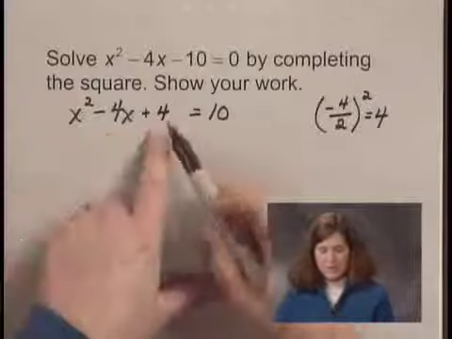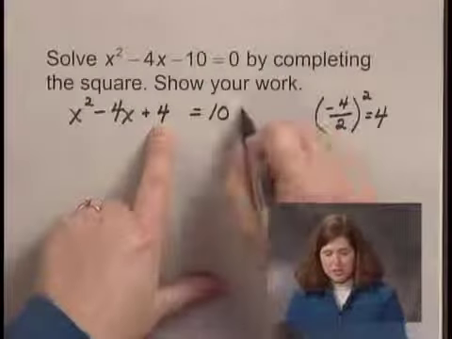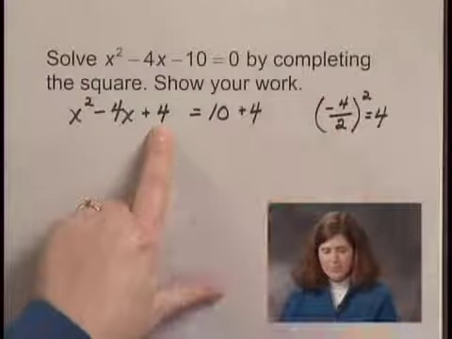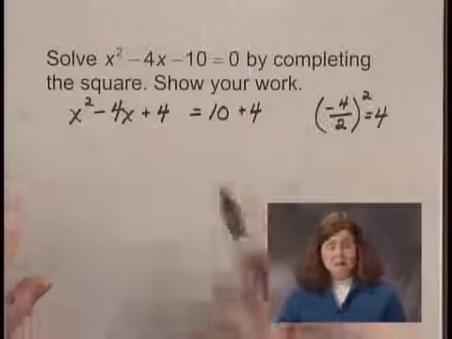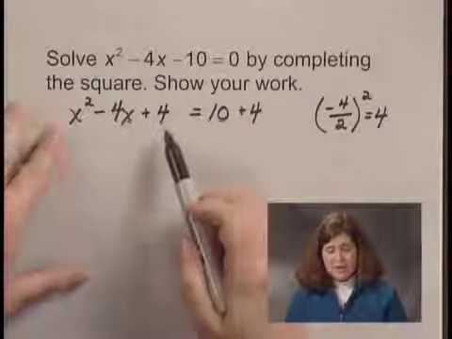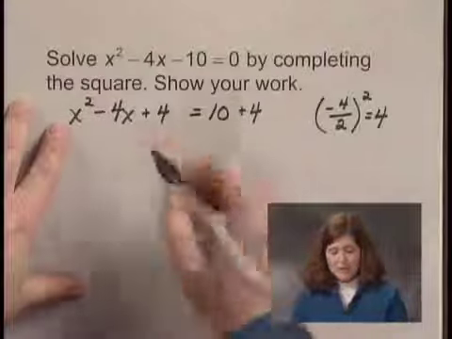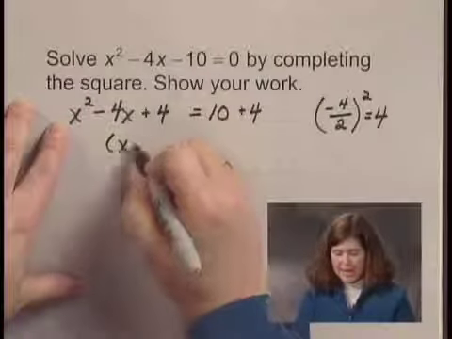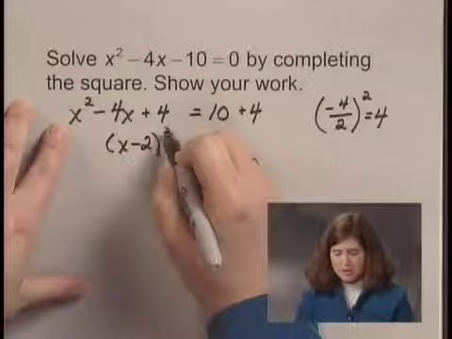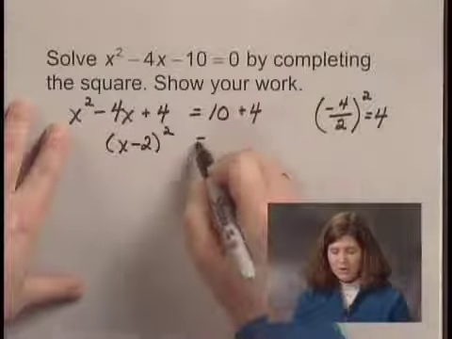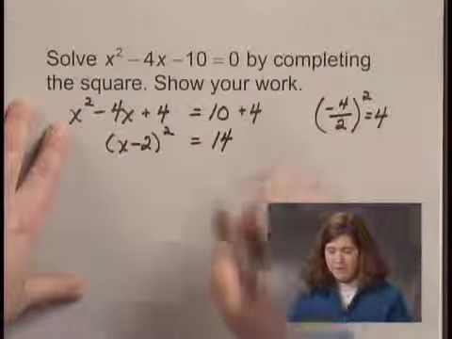Well, of course, if I add a number on one side of an equation, I have to add it on the other side as well. Now I've completed the square on this side because this is a trinomial that I can factor as x minus 2 squared. And that equals 10 plus 4, or 14.